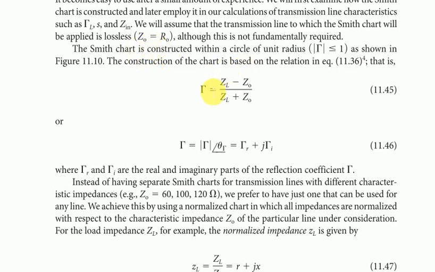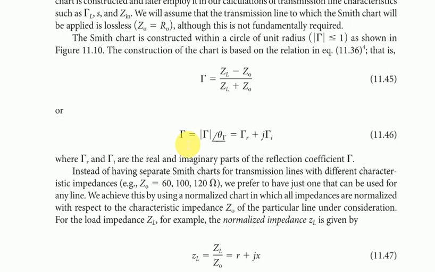Okay, so all of you know the reflection coefficient at the load end can be described by ZL minus Z0 upon ZL plus Z0, where ZL is your load impedance and Z0 is your characteristic impedance. So I am assuming the reflection coefficient gamma as a complex quantity. It can be represented by gamma r plus j gamma i, where gamma r is the real part of the reflection coefficient and gamma i is the imaginary part.